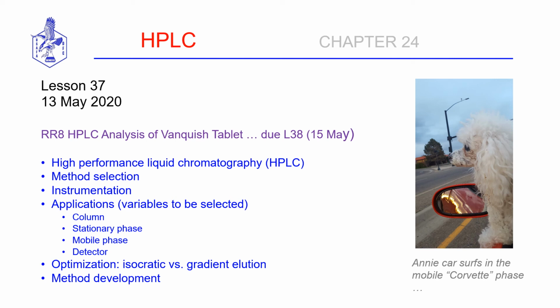We're going to look at method selection, instrumental components, the variables that we have to consider before choosing our column, our stationary phase, our mobile phase, and our detection mode, how we go about carrying out successful separations, and what the state of the art is for this method of analysis.